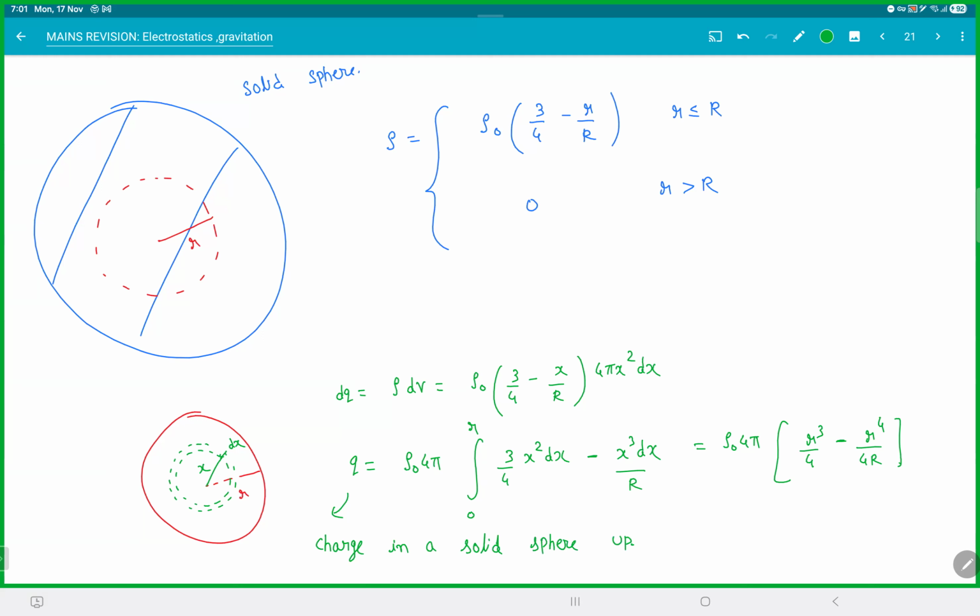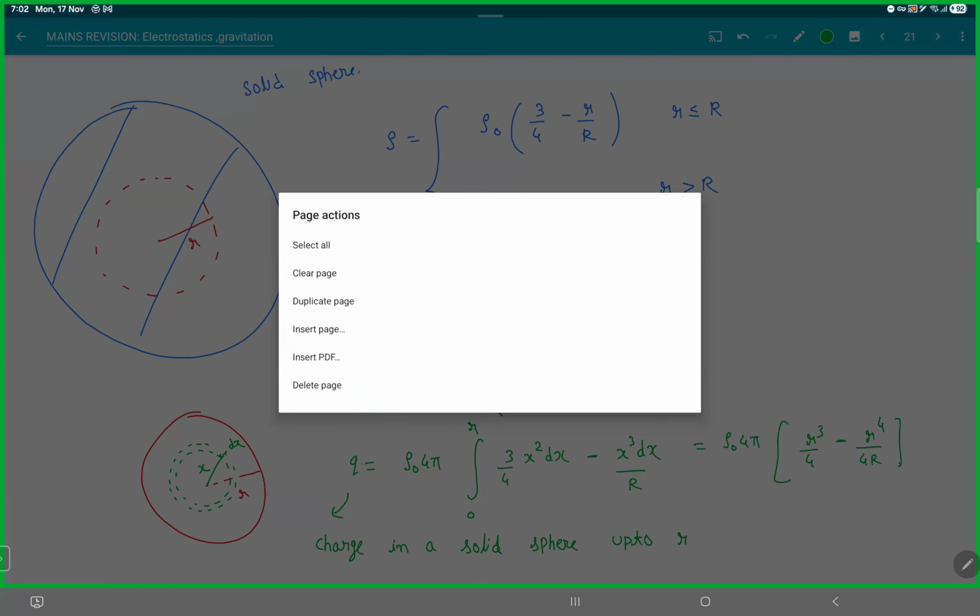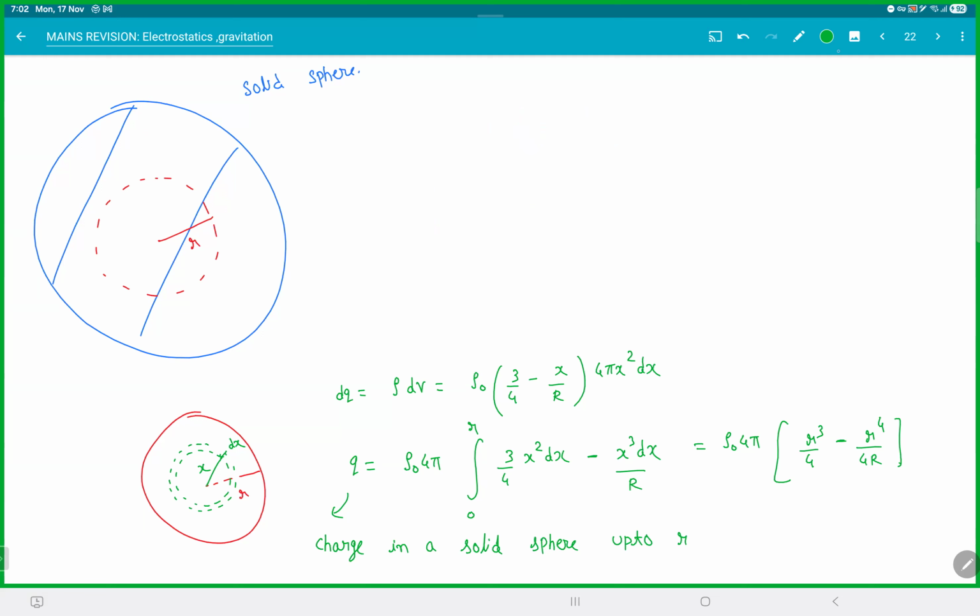Solid sphere up to r. So first of all, your charge itself is not constant. Is it clear with the step, everyone? First, you need to find how much charge is there within that red colored sphere. Once you have got this, then I can apply Gauss law.